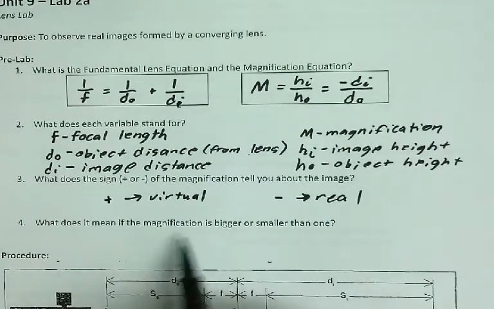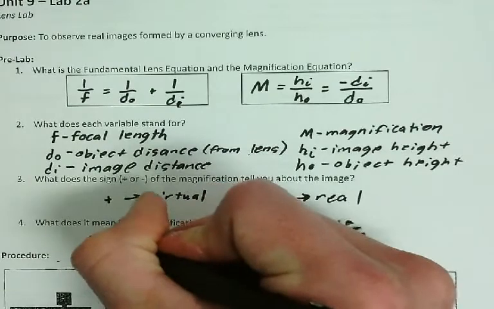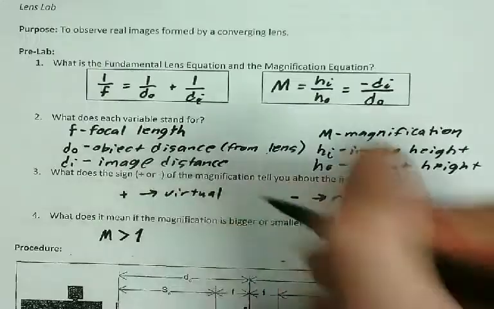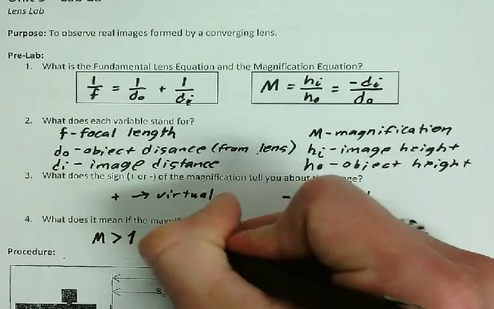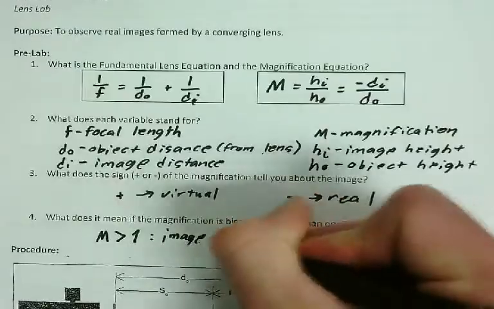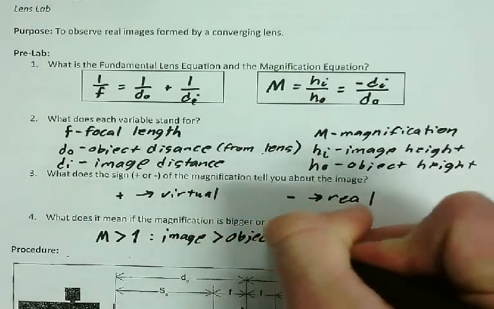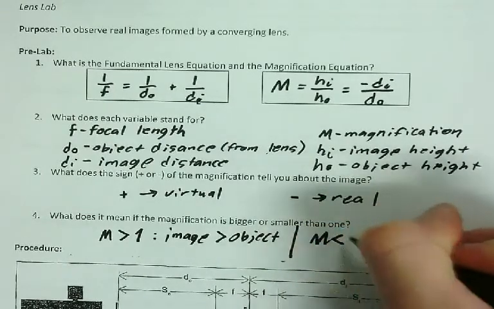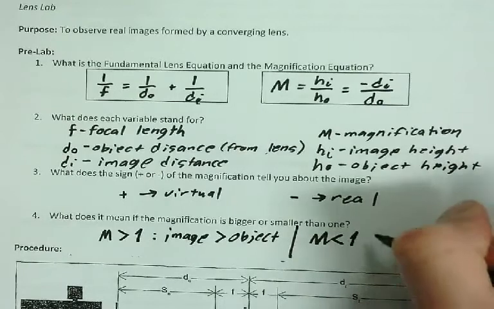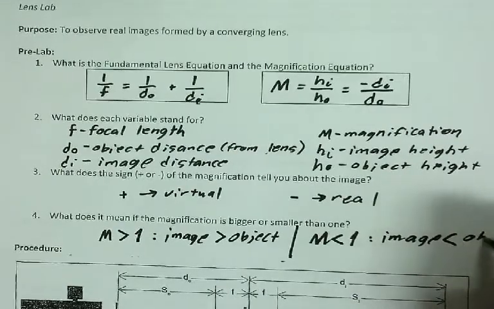What does the magnification mean if it's bigger or smaller than 1? If magnification is larger than 1, then the image is larger than the object. If the magnification is less than 1, then the image is smaller than the object.